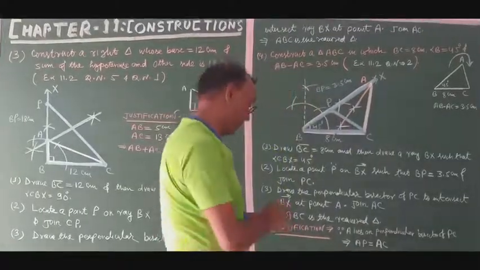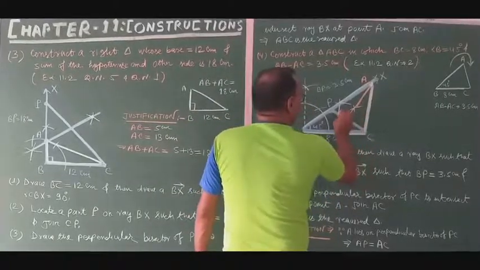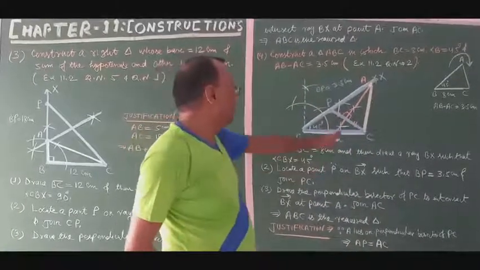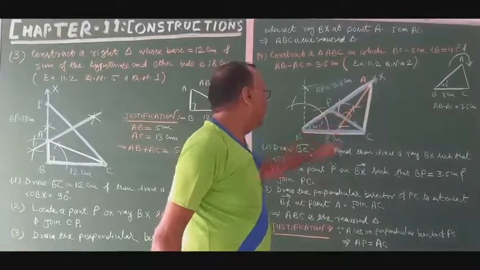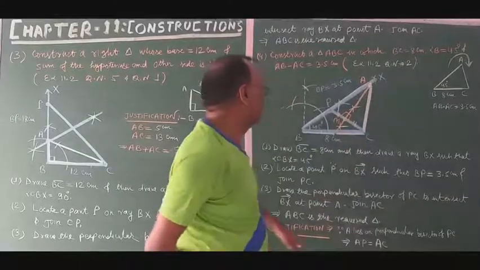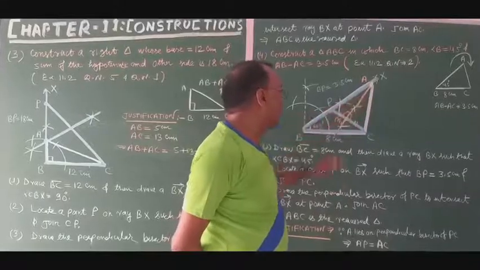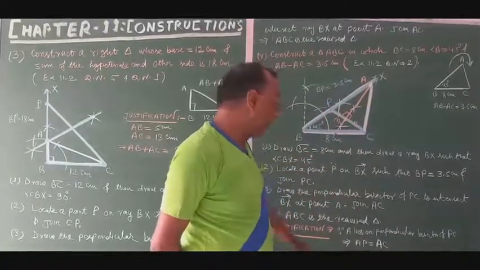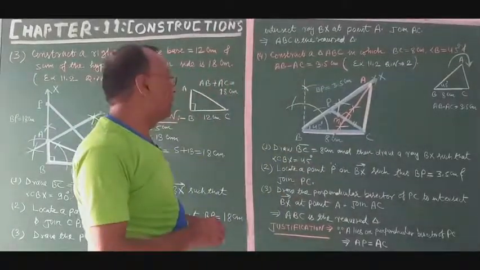Why? Because if you look at these two triangles, AP and suppose this is point M, PM is equal to MC. This side is common and this angle is 90. So the triangles are congruent. Therefore AP will be AC.